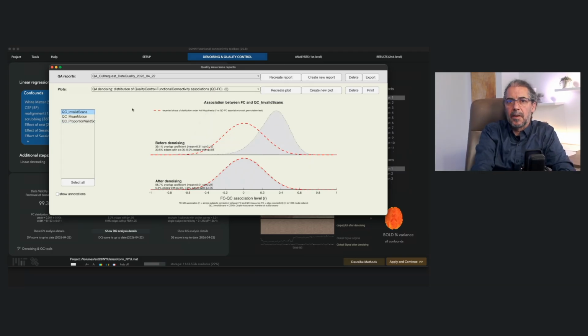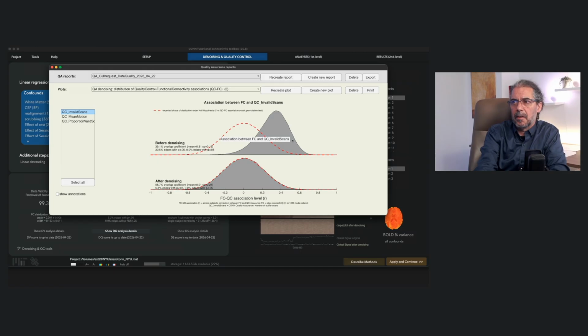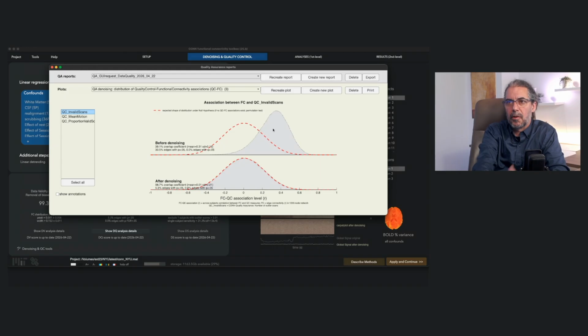For each one of these measures, let's look at invalid scans, for example. Conn will compute the correlation between the number of invalid scans across subjects and the functional connectivity strength for individual connections across subjects, and we will plot the histogram of all of those correlations across all of the 1 million connections that it is testing across the whole brain. And these distributions are the ones that are shown in here. On the top is the distribution of correlations between functional connectivity and quality control measures, in this case the number of invalid scans, across all of those million connections before denoising, and in the bottom it shows the same distribution after denoising.